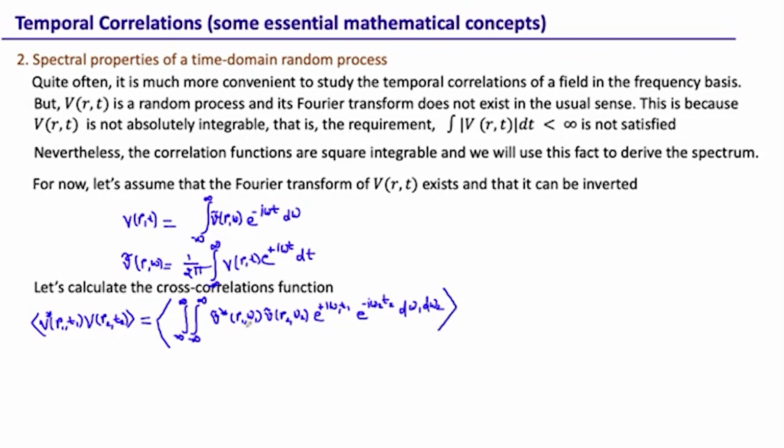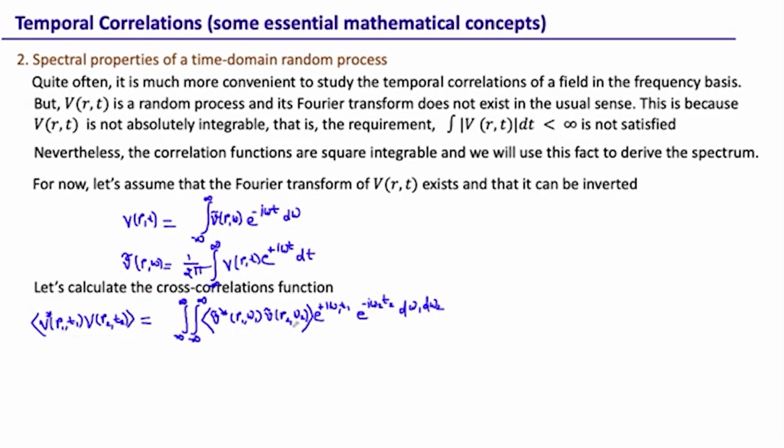Now, in this entire thing, only these are the random variables: V tilde star(R1, omega 1) and V tilde(R2, omega 2). So this ensemble average essentially works for this product. The other factors are non-random functions, so they are not affected by the ensemble average. So we can write the ensemble average over there. Okay, so that's the correlation function V star(R1, T1) V(R2, T2).